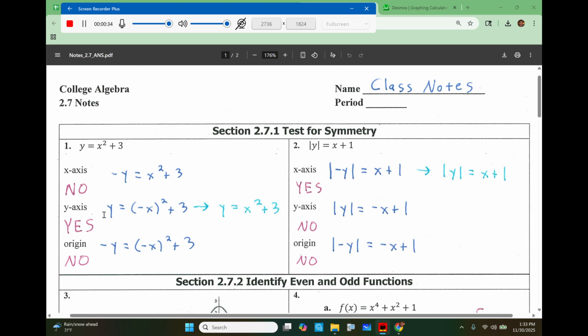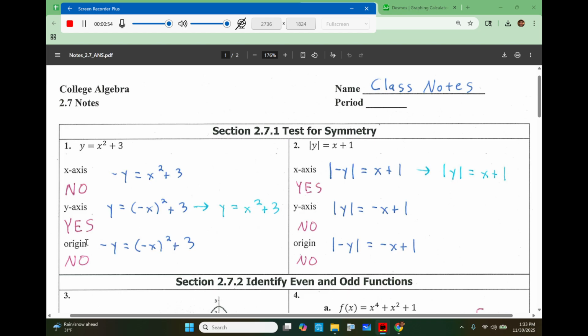For y-axis symmetry, you replace the x with a negative x. Well, in this case, if I replace that x with a negative x, it's y equals parentheses negative x squared plus 3. And that simplifies. Negative x squared is x squared plus 3. This is the original equation, so this graph has y-axis symmetry.